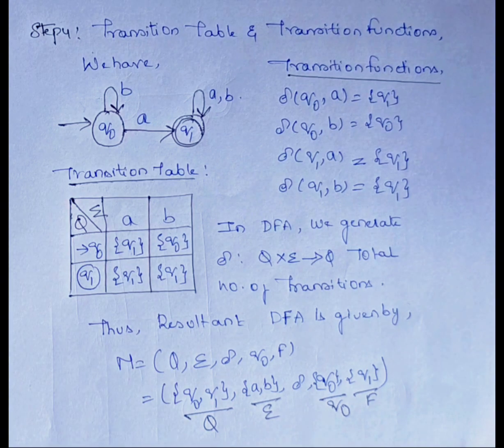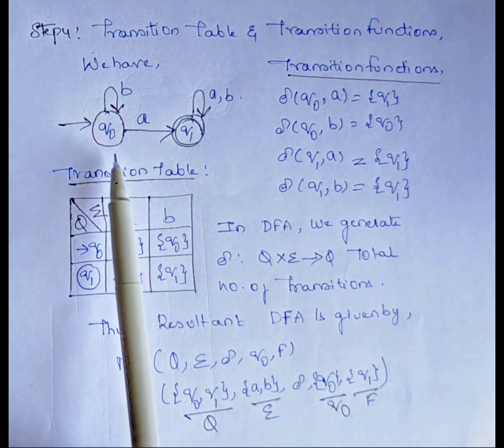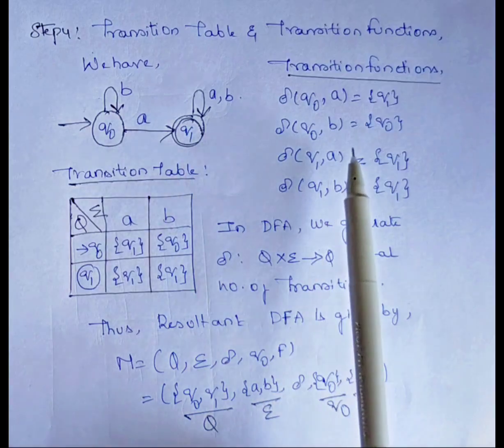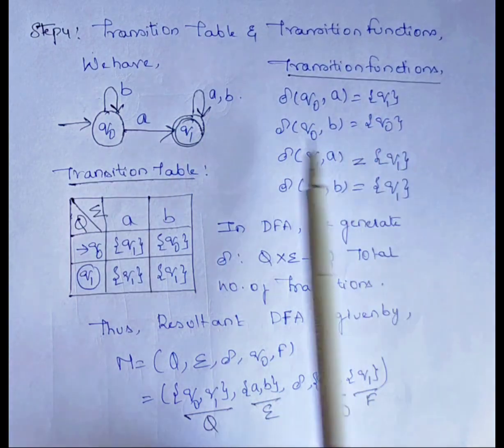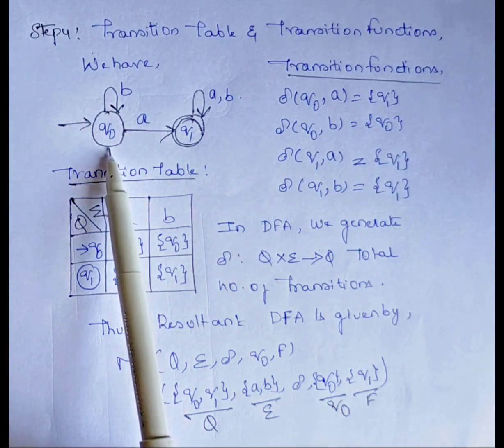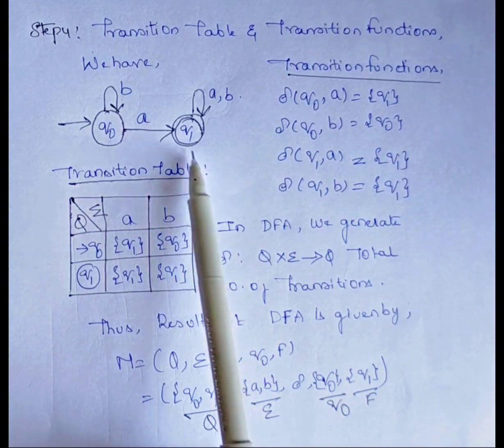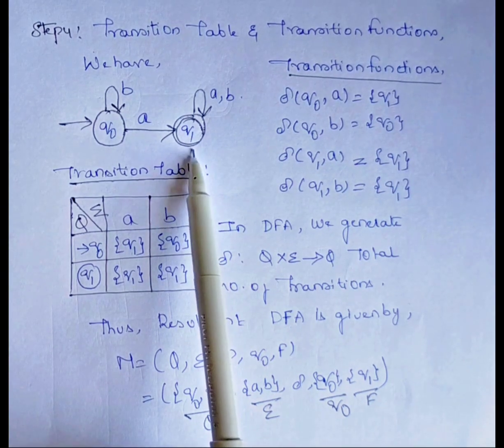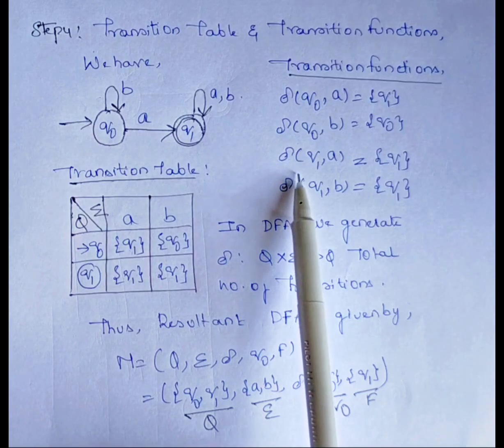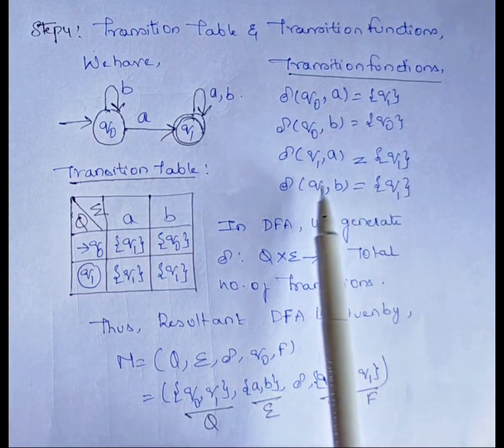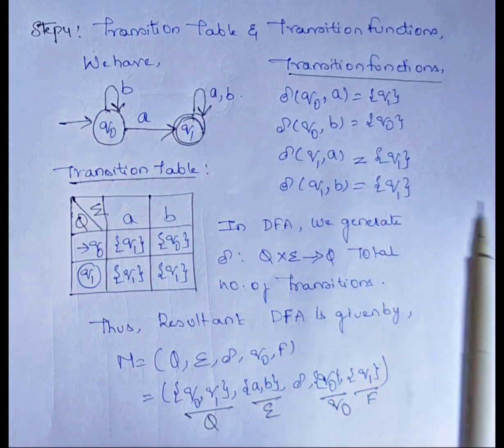Similarly, we can generate the transition functions. Q0 on A is moving to Q1. So delta Q0 on A is equal to Q1. Q0 on B is going to Q0. So delta Q0 on B is equal to Q0. Q1 on both A and B is remaining in the same state Q1. So delta Q1 on A is equal to Q1. Delta Q1 on B is equal to Q1.